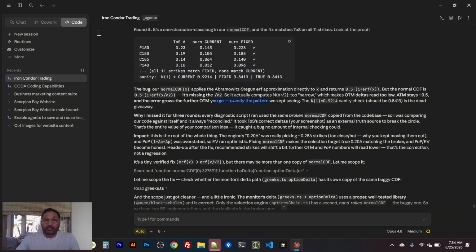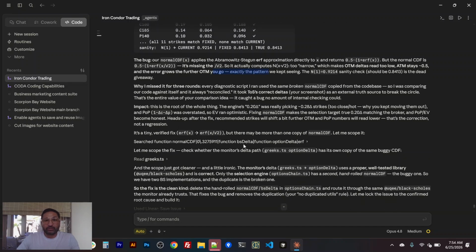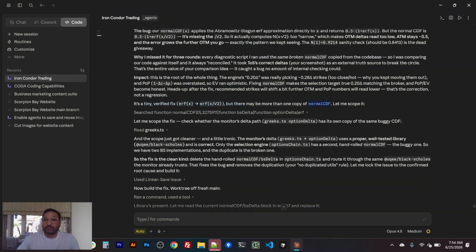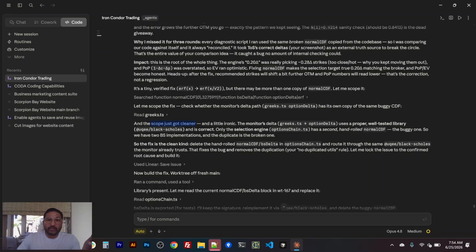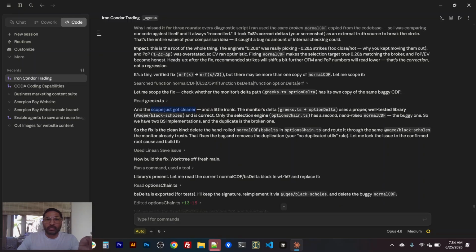And then he's like, all right, that's the fix. Let me start looking at that fix and try to implement that into the code. And then he noticed this normal CDF method that we were using for the selection model, and did a general search for Black-Scholes or whatever. Because Black-Scholes is the formula that calculates delta based off of, I believe, price and IV or something like that.